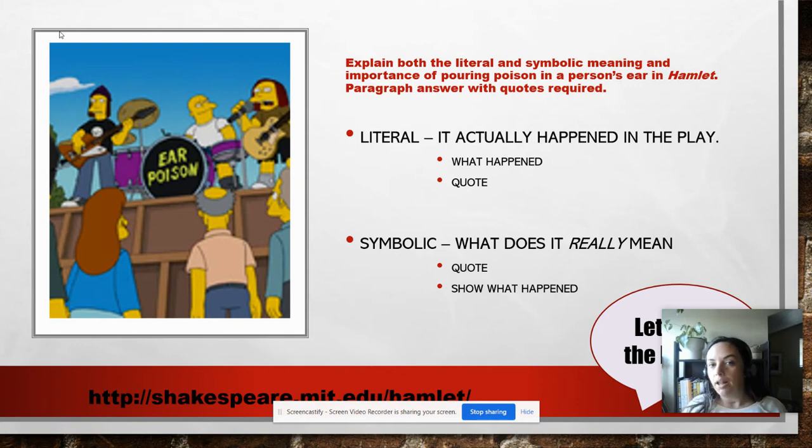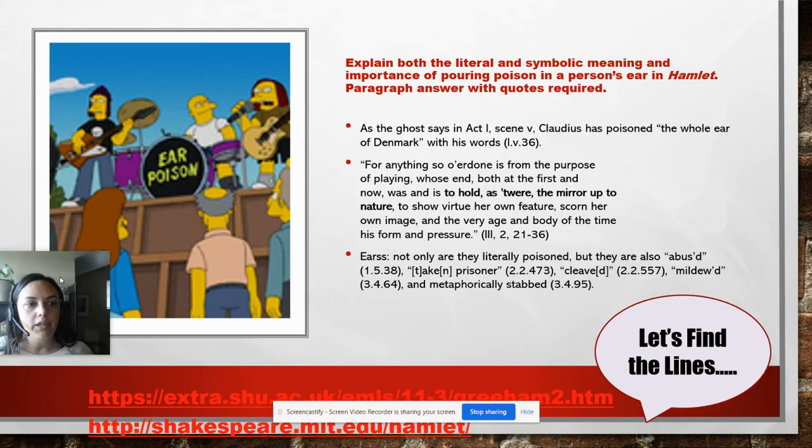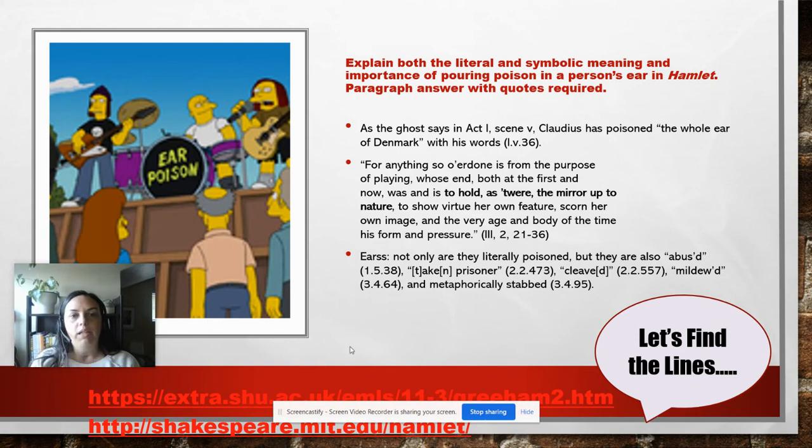And then for the symbolic or figurative, the not real poison, something that acts like and has the effect of poison in someone's ear, is symbolic. So we need a quote and an explanation of poisoning of someone's ear. That is not actual poison or, maybe, not actually an ear. So here are some places to look. You need a quote. So I have a few examples here of ears and poison and portrayals of something that's not real. So think about actors in the play.